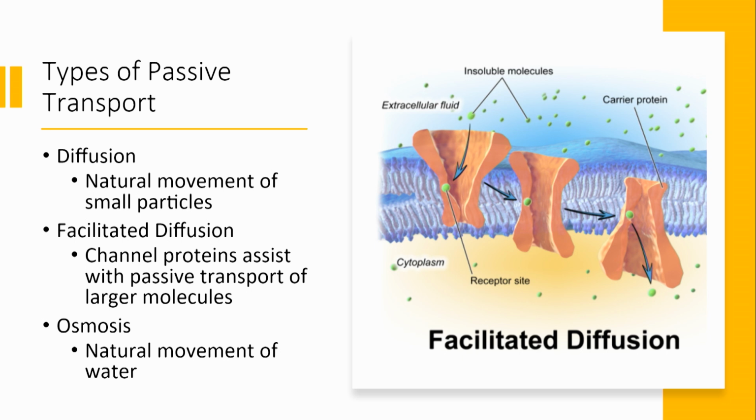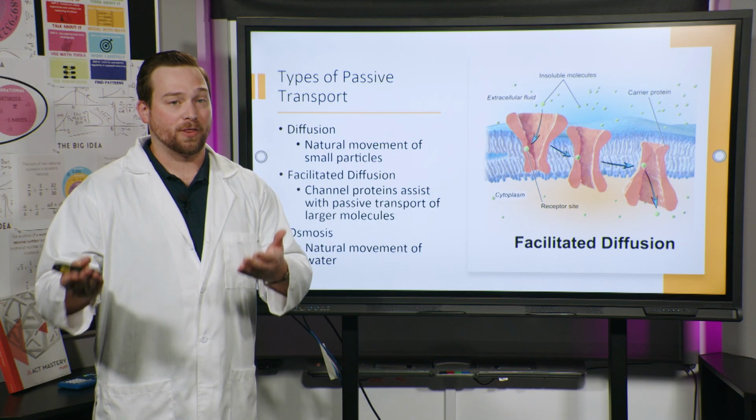Another type of passive transport is osmosis. It's the natural movement of water. In osmosis, we move from an area of low solutes to high solutes, but that's just the natural movement of water, and so no energy is involved with that as well.